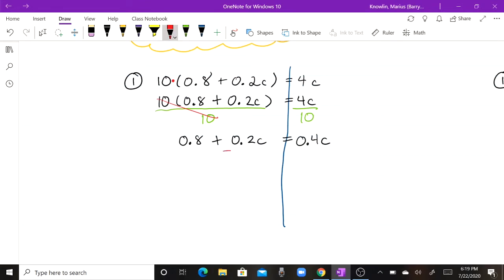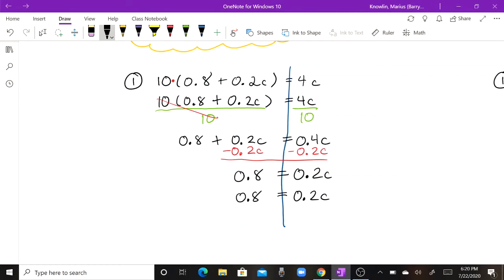So here I'm going to subtract 0 and 2 tenths c from both sides. That's going to leave me with 0 and 8 tenths equals 0 and 2 tenths c. And the last step is to divide both sides by 0 and 2 tenths. And when we do that, that will leave us with 4 is equal to c.